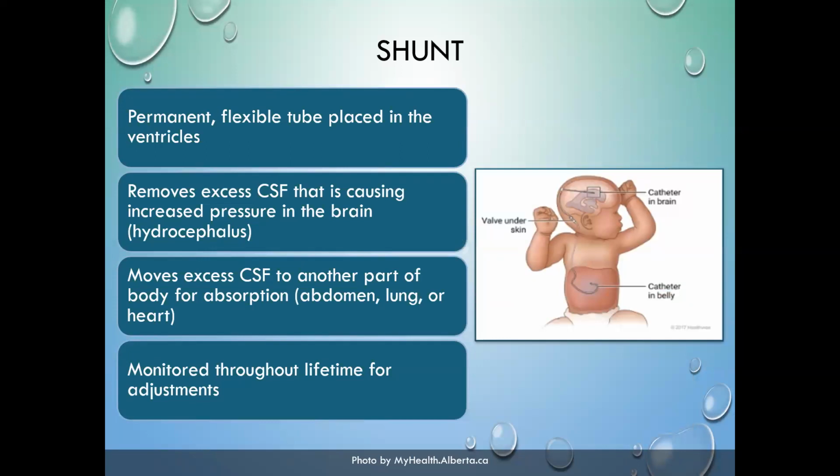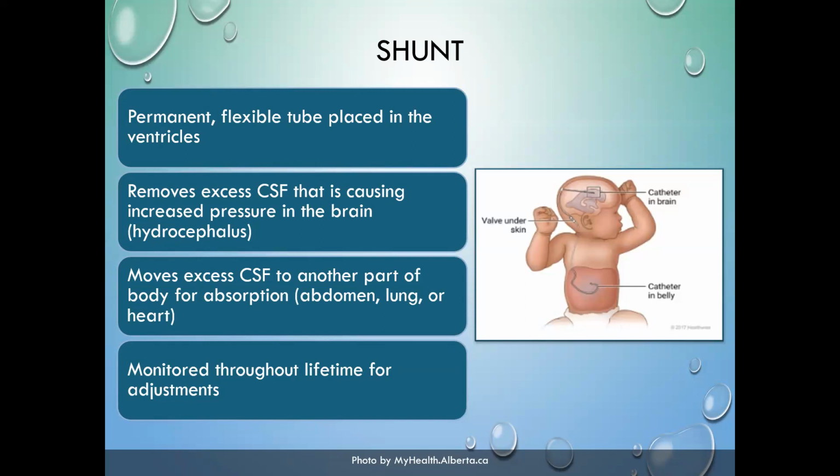Okay, another device that is used to remove excess cerebrospinal fluid that's causing increased pressures in the brain is a shunt. So this is often used in patients who have hydrocephalus. It's the same-ish idea as an EVD, but this is a permanent solution. It's a flexible tube that's placed into the ventricles. The catheter then routes the CSF to another part of the body, so somewhere like the stomach, because it can be more easily absorbed there.